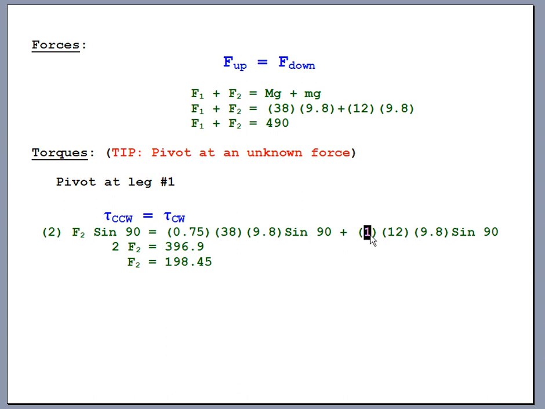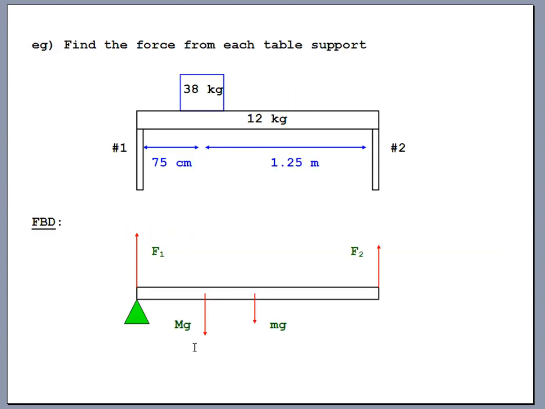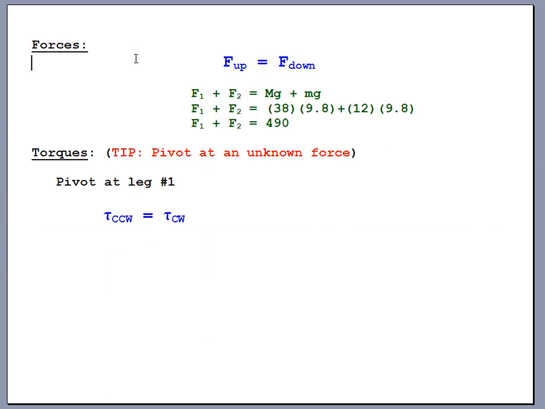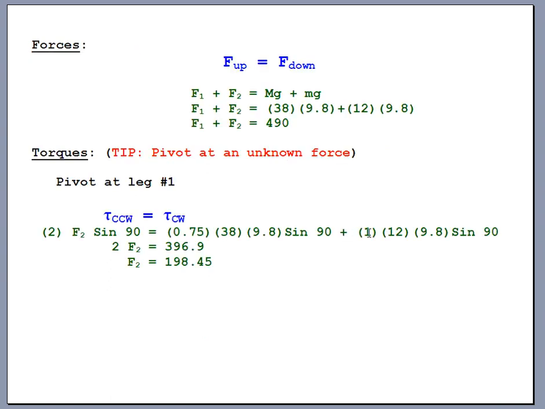The 1, this one's important. I'm going to go back to the picture. It's 1 meter from where we put this arbitrary pivot to the middle of the table. It's a 2 meter wide table, looking at the numbers up here, and it's going to be 1 meter to the middle where you can pretend all of the 12 kilograms is located. That's how center of mass works. So that's where the 1 comes from. 1 meter to the middle of the table, 12 times 9.8 is the force, and then sine of 90.